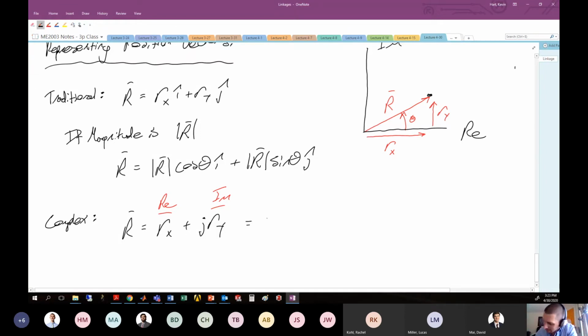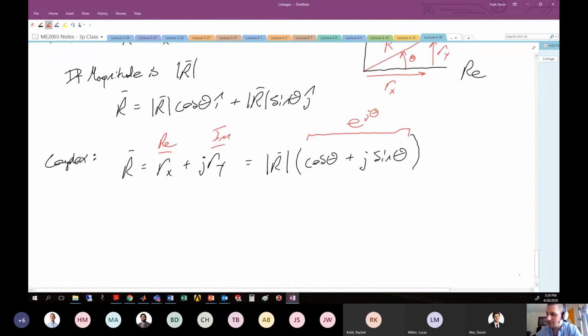This could also be represented as the magnitude of R times cosine theta, the real portion, plus j sine theta, the imaginary portion. Yes? And we just saw that this whole guy here is represented with Euler's formula, e to the j theta. So we can represent this position vector in the complex space as the position vector R is the magnitude of R times e to the j theta. And this is where we begin our long, arduous journey.